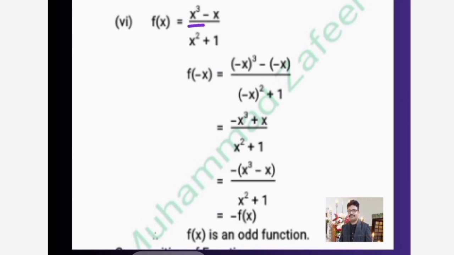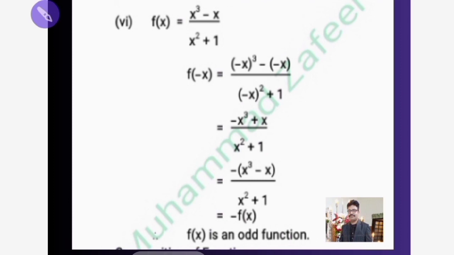is x cube, and we have to put x equal to minus x, so we will write minus x whole cube. There is a sign of minus, so we will write the minus sign. There is x, we have to put x equal to minus x, so we will write minus x inside the bracket, divided by x square, so we'll write minus x whole square, plus 1. After that, here is a negative sign and the power is odd, so minus x whole cube will be minus x cube. There is minus into minus, we will write plus x, divided by minus x whole square. As there is a negative sign and the power is even, minus x whole square is equal to x square, and there is plus 1.